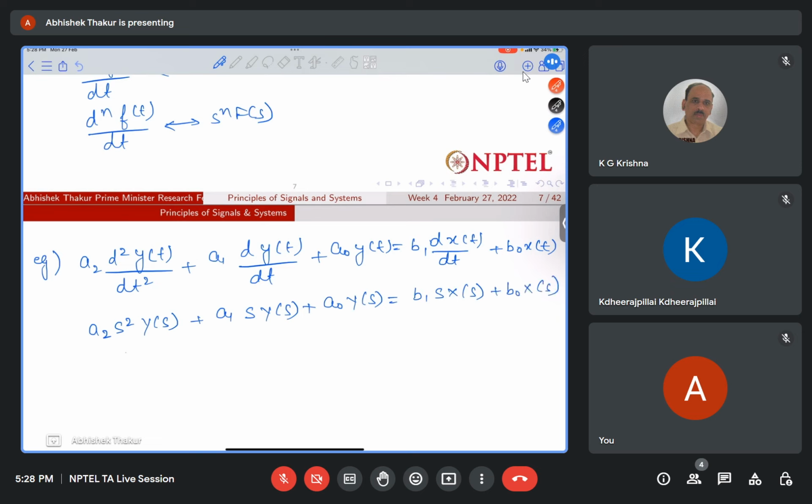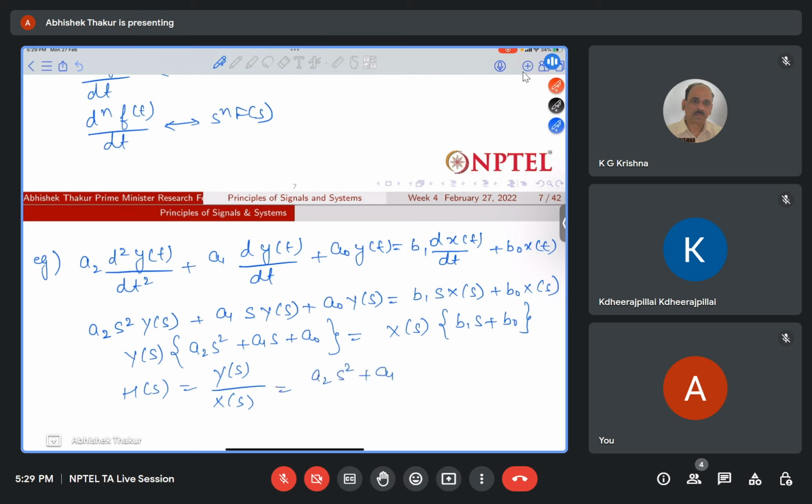Now, when you take Y(s) and X(s) common, you will get (a2 s squared plus a1 s plus a naught) Y(s) is equal to (b1 s plus b naught) X(s). So the transfer function H(s) is given as Y(s) divided by X(s), that is equal to (a2 s squared plus a1 s plus a naught) divided by (b1 s plus b naught). In this way we can find the transfer function which is in the derivative order.